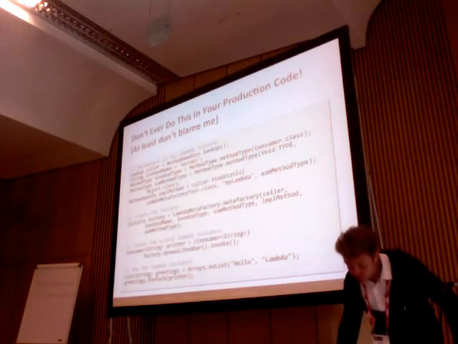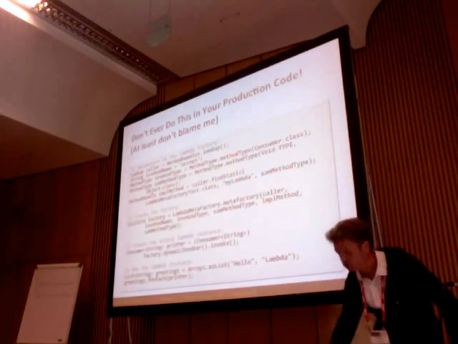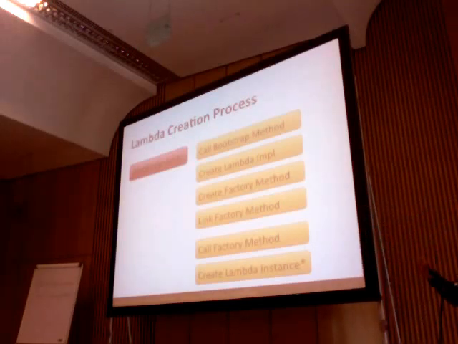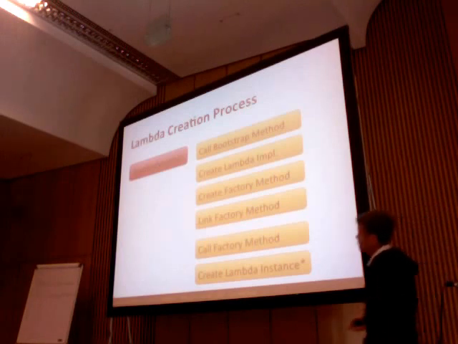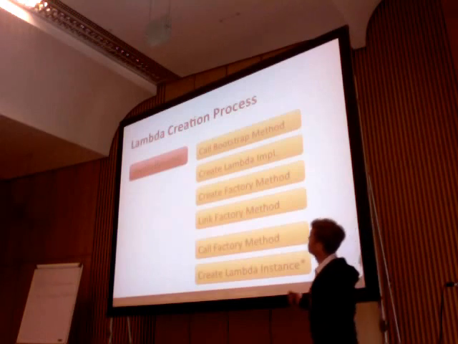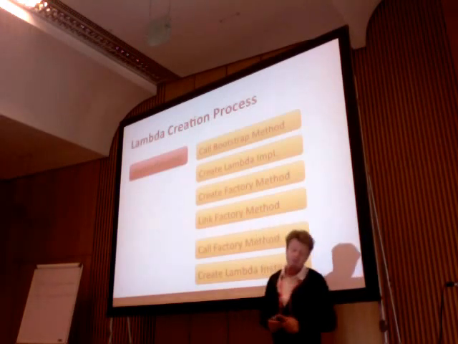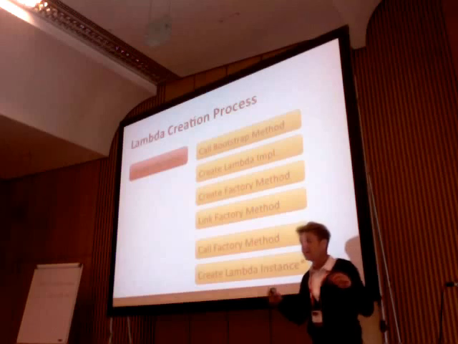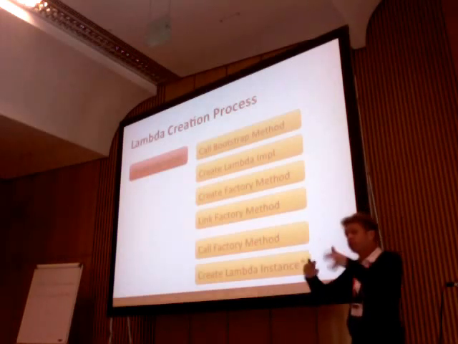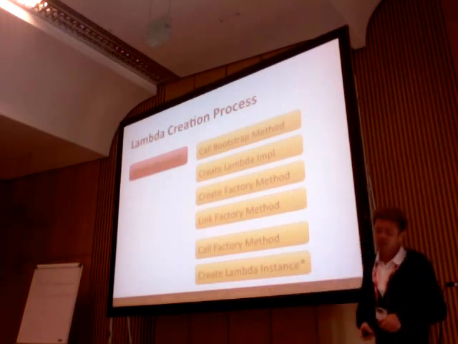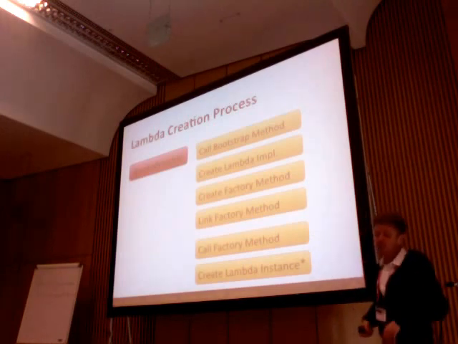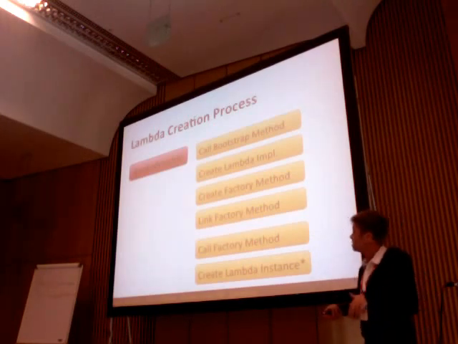Why is that not very efficient, besides the fact that it does not look nice? Just to recap the Lambda creation process: we have some invokedynamic call site. The invokedynamic call site needs to call the bootstrap method. The bootstrap method needs to create some Lambda implementation, we will see more in a second. It needs to create a factory method, actually, to create instances of this implementation. We need to link to this factory method from the call site. We need to call the factory method, and we need to create a Lambda instance.